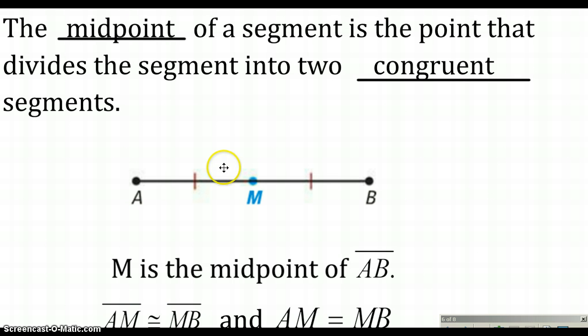These tick marks would also tell me right away that AM is congruent to MB, or that these are equal in length. Without those tick marks, and without me telling you M is a midpoint, never assume that it's in the middle. It could be 49 yards and 51 yards. M could be at that location. So unless I tell you, never assume.